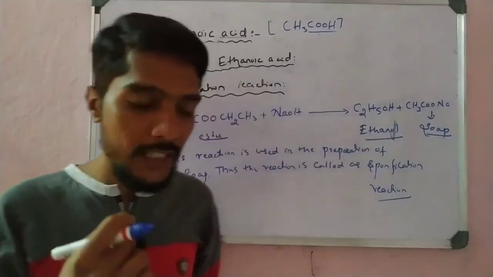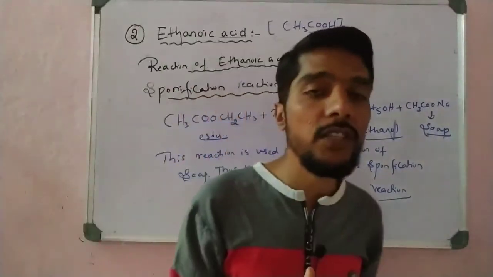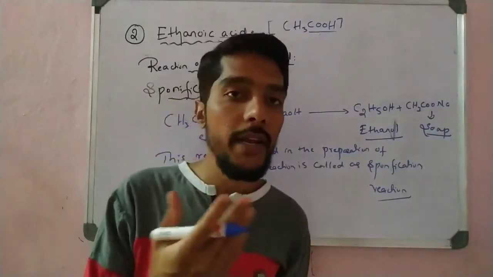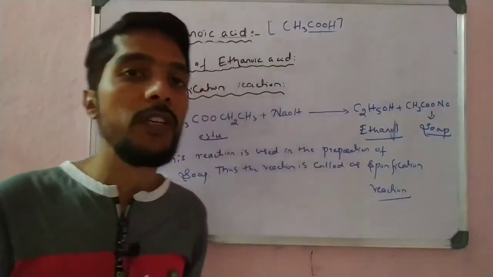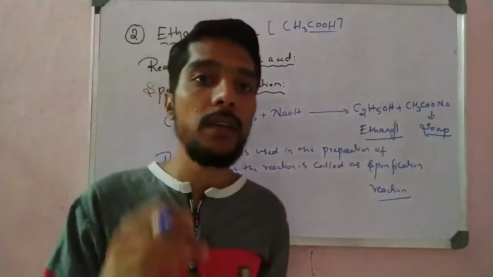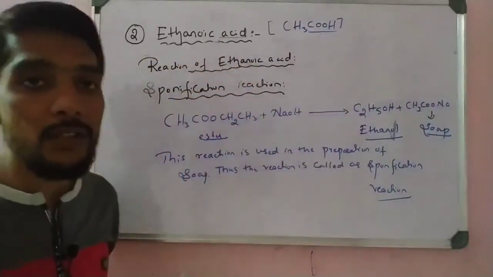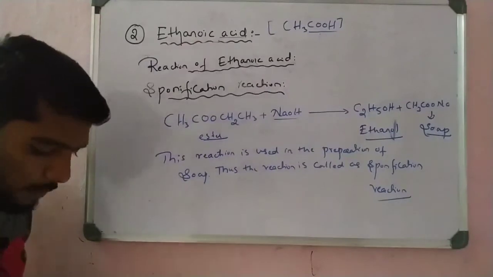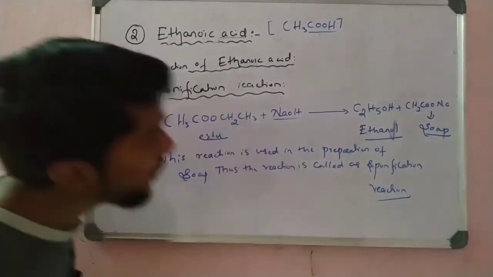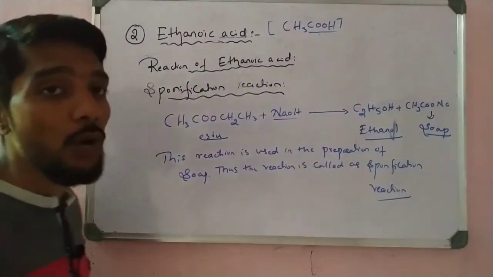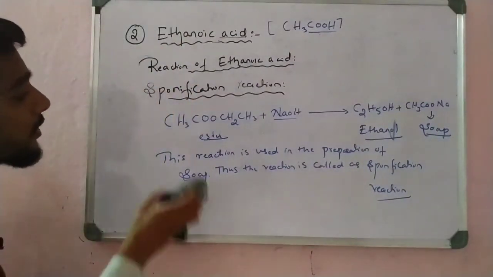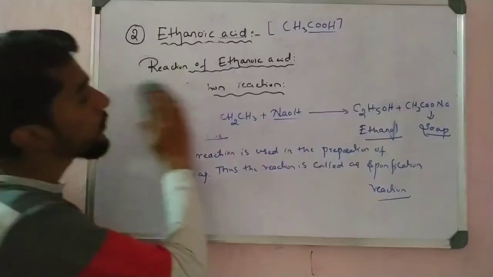Very important. In the examination they ask about what is esterification reaction and what is saponification reaction. In the esterification reaction we take alcohol and acid, and in the saponification reaction we take ester with any base or acid. So I take base here, that is NaOH. You have to remember this one. So this is the second reaction of ethanoic acid, the saponification reaction. Very important.